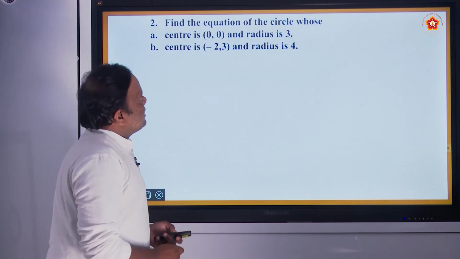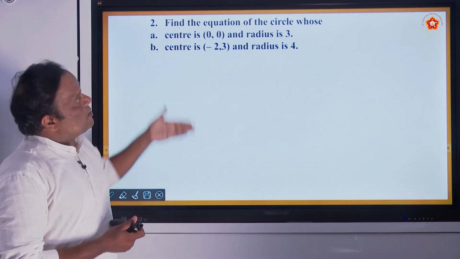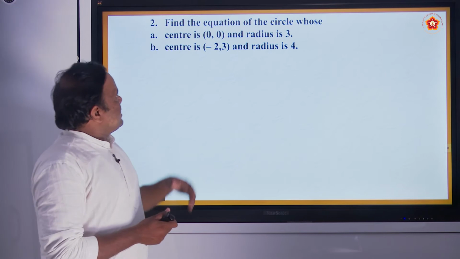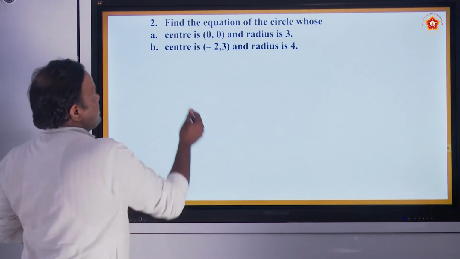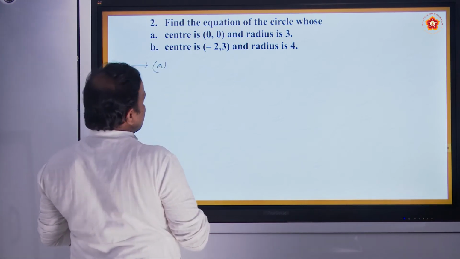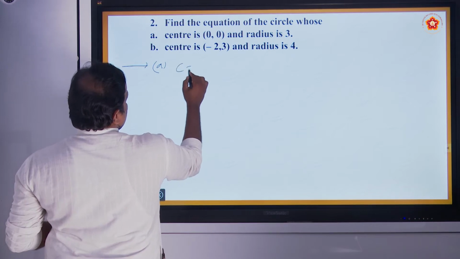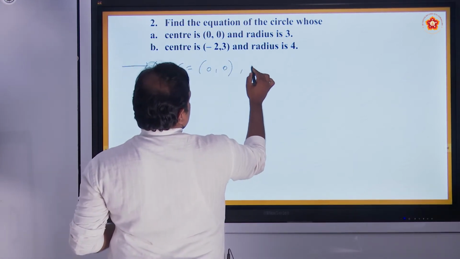Find the equation of the circle whose center is: a, origin, meaning 0 comma 0, and radius is 3; and second one, b, center is minus 2 comma 3 and radius is 4. Let us start with the first one, a. Find the equation of circle whose center is given here. In a, C is 0 comma 0 and the radius R is equal to 3.